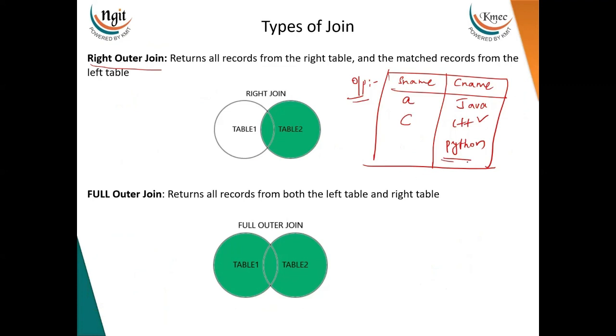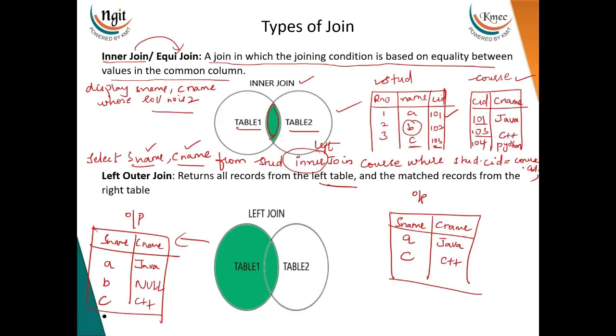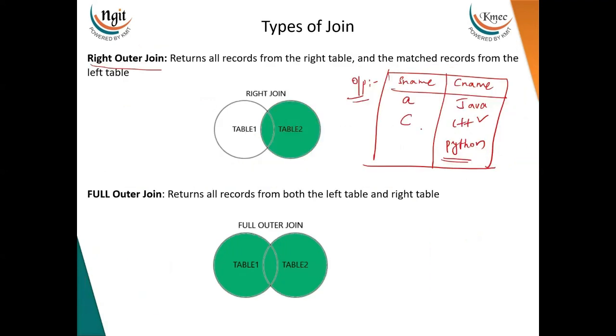Now let us check for Python. So what is the course ID we have for Python? It is 104. And let us check whether 104 is present in the student table or not. Here we have 101, 102 and 103. There are no other course IDs present in the student table. As 104 is not present, but the course name Python is present, there is no student who has enrolled for Python. So thereby, under the name column, we are going to get a null value. So in the output, you get your null.